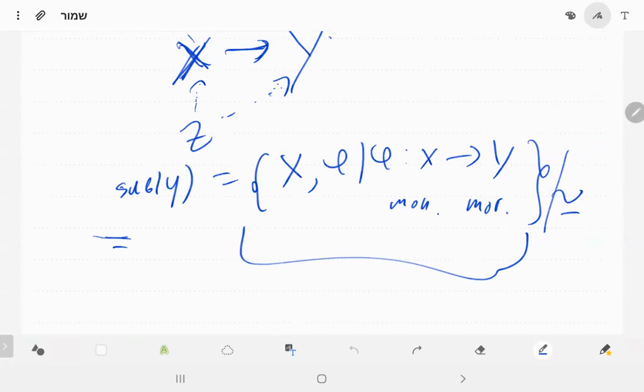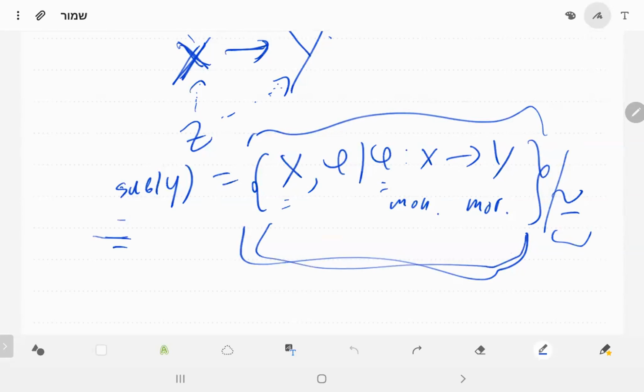Okay. So we define a set of sub-objects in Y in the following way. We consider pairs of an object X and a monomorphism phi from X to Y, and we take this set up to the equivalence relation, which is given by isomorphism in the over category. So this set is a subset of the set of objects of the over category because it maps to Y, and we consider it up to the equivalence relation given by isomorphisms.